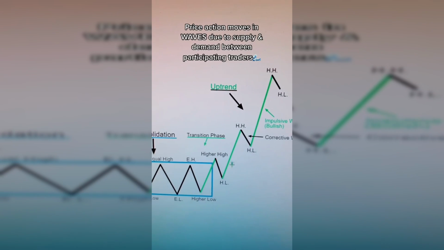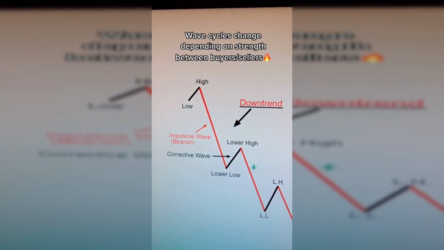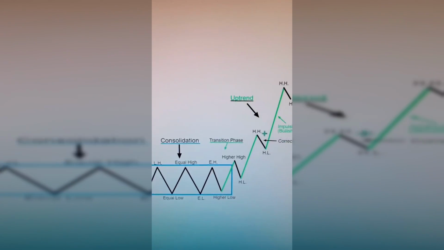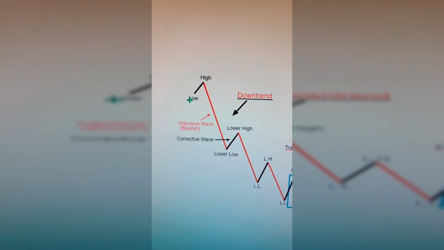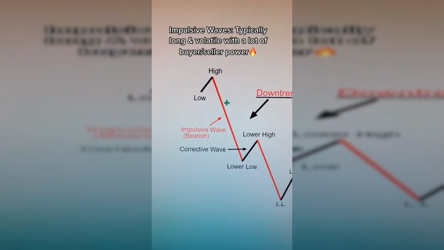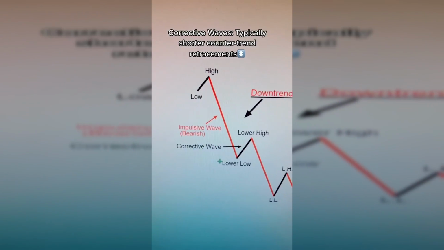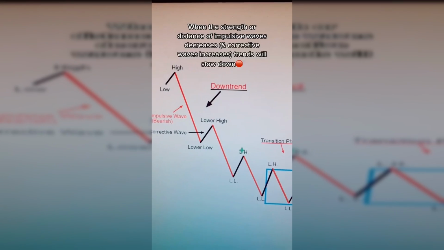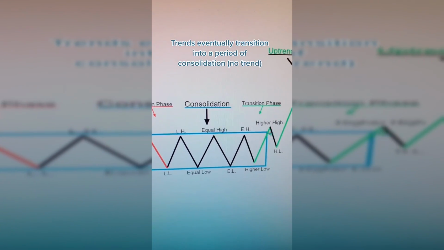Now, price action moves in waves due to the changes between supply and demand, and each wave can be a different size or length depending on the strength between buyers versus sellers. When it comes to trends, there are uptrends and downtrends, which are typically composed of impulsive waves followed by corrective waves. Impulsive waves are simply long and volatile movements that go in the direction of the trend, whereas corrective waves are typically shorter counter-trend movements. When the strength of impulsive waves decreases, the trend slows down until it transitions into a period of consolidation.